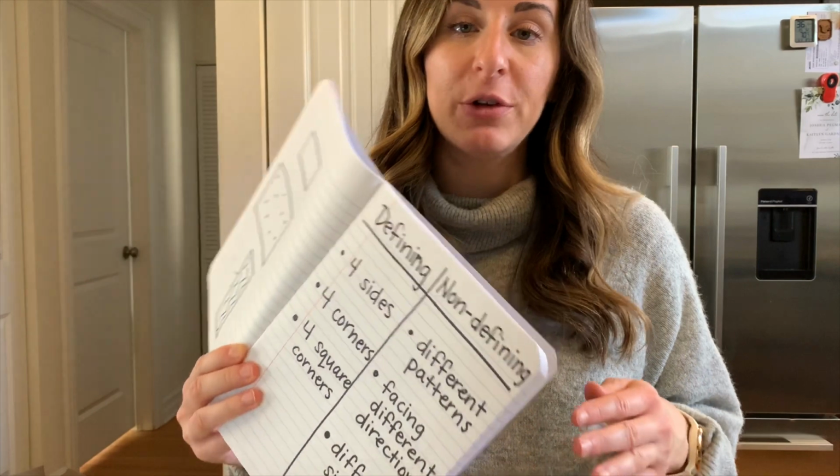I put a helpful little chart in the email that I sent to your parents. It shows pictures of defining and non-defining attributes. And you might want to take a look at that so that you can help get a visual in your brain of what we're talking about today.